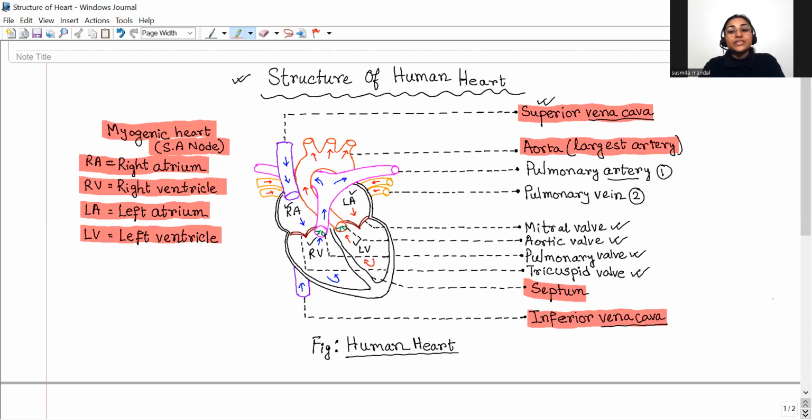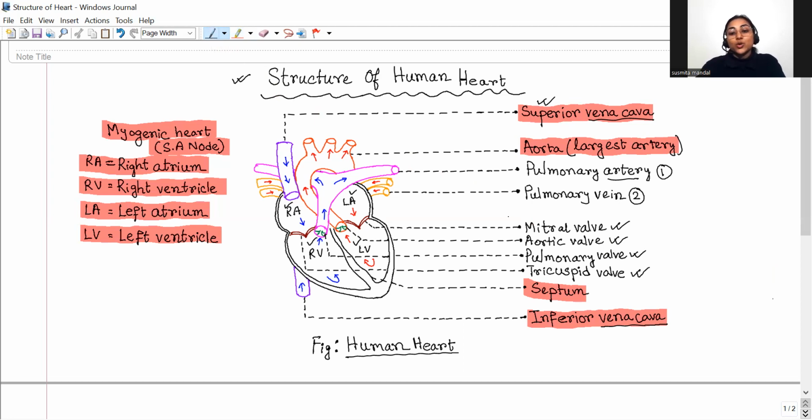Now I will briefly describe the double circulation of the human heart. Double circulation of the human heart. Now the human heart shows double circulation, and it consists of two circuits, pulmonary circuit and systemic circuit.